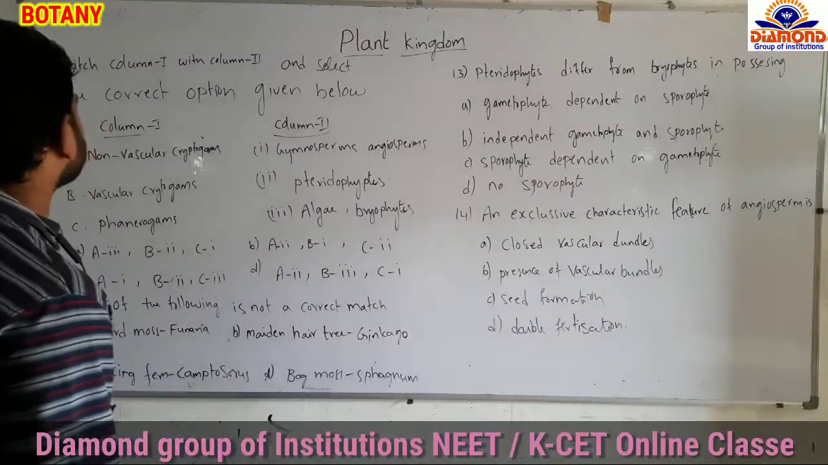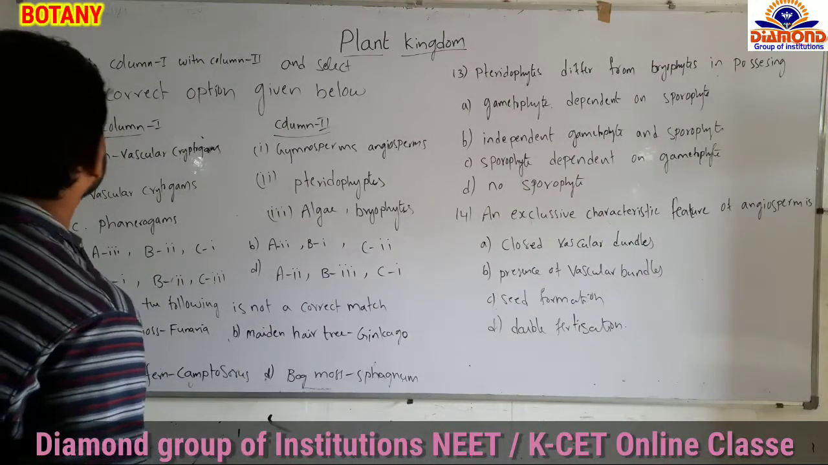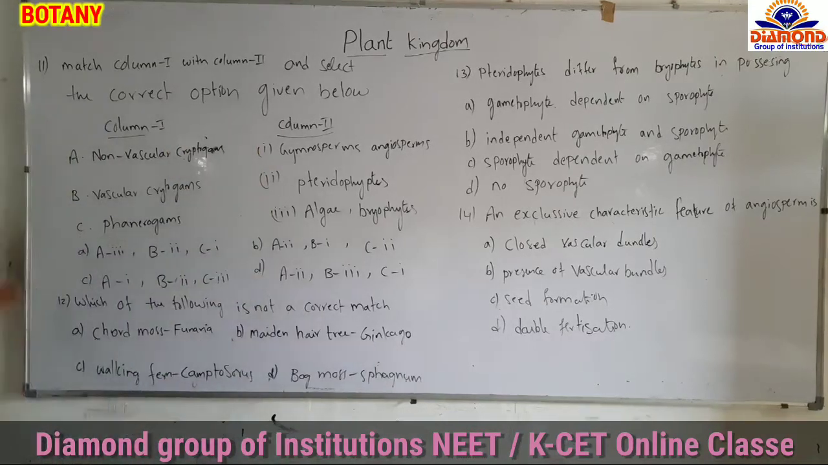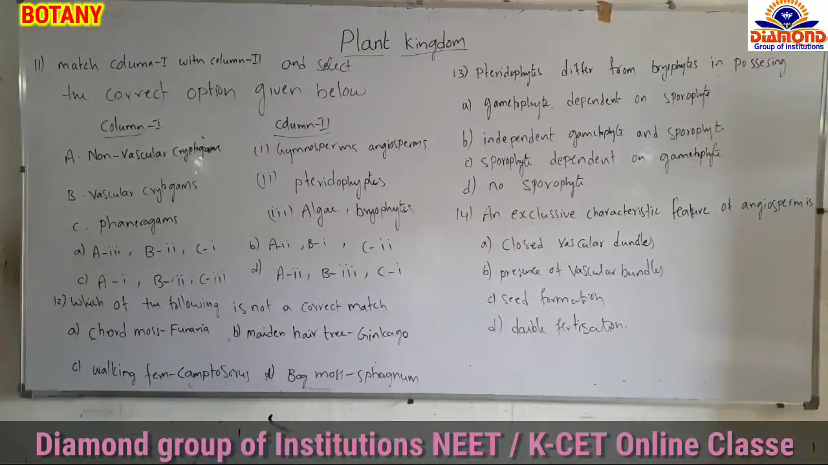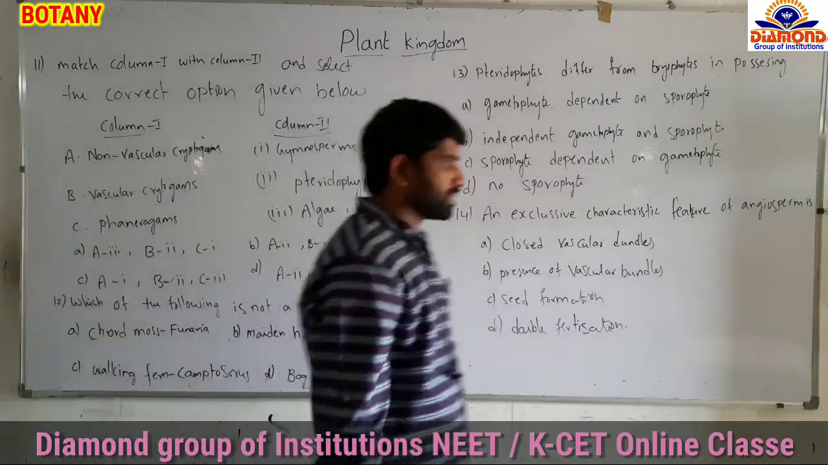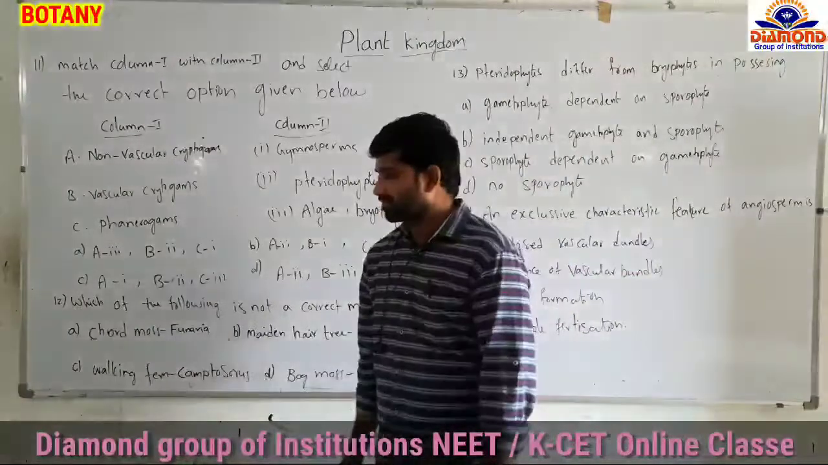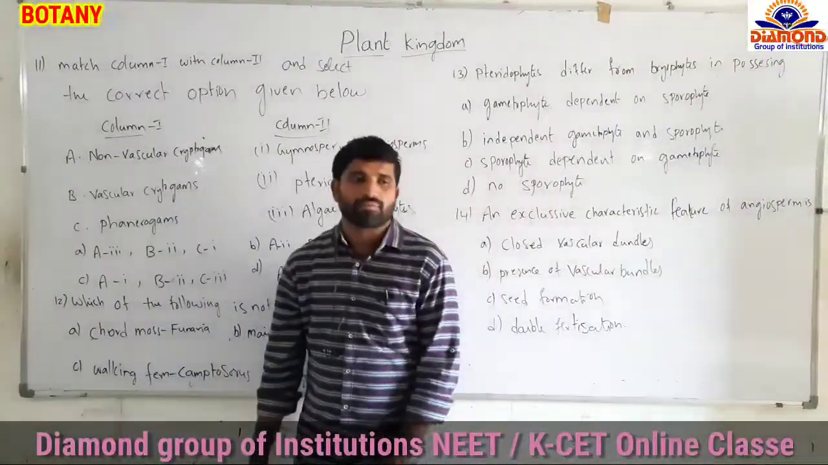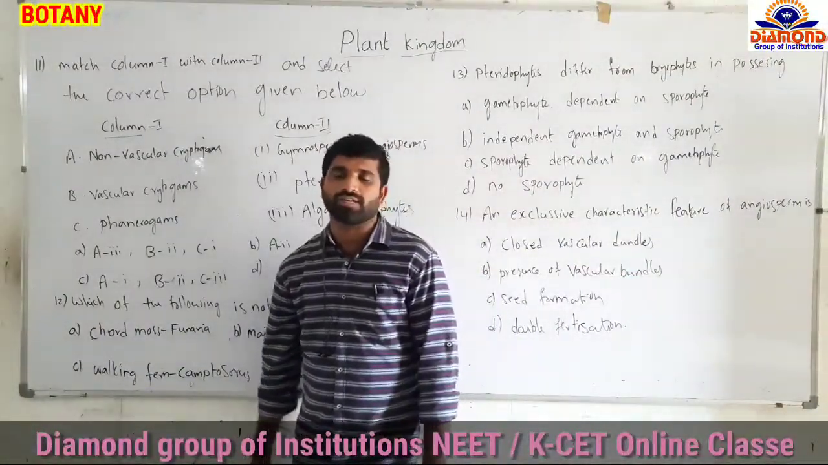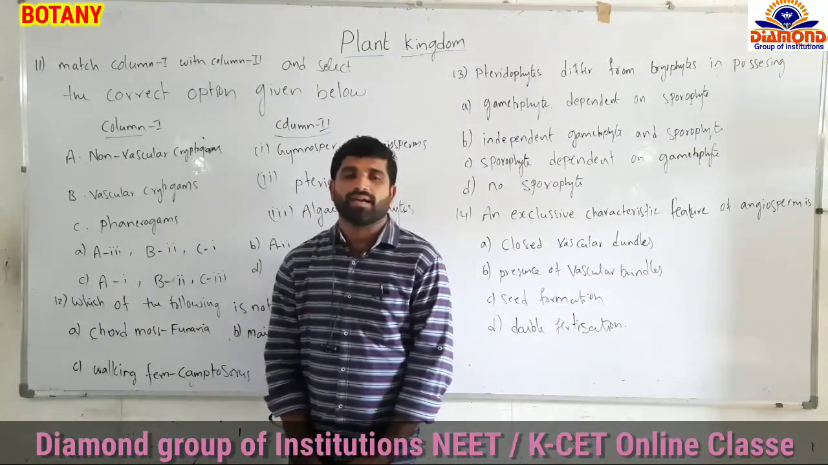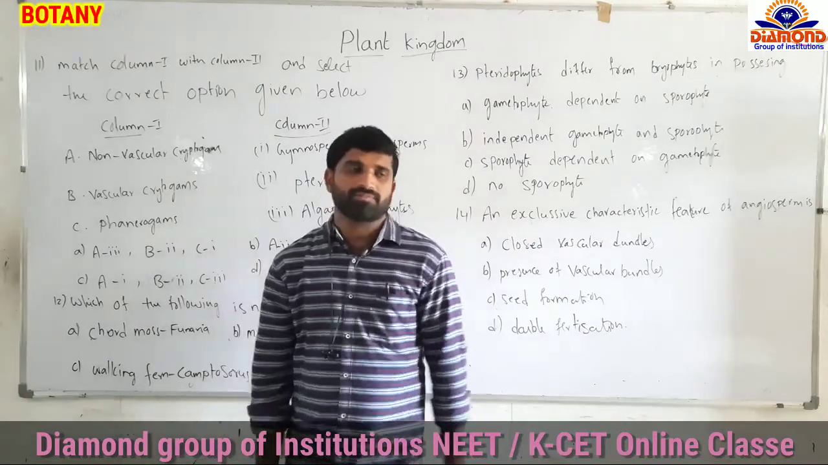Match column 1 with column 2 and select the correct option given below. Column 2 has non-vascular cryptogams, vascular cryptogams, and phanerogams. Here we know that the plant kingdom is classified, based on the production of flowers and seeds, into two classes, that is phanerogams and cryptogams.